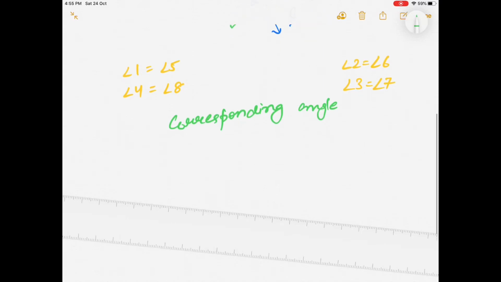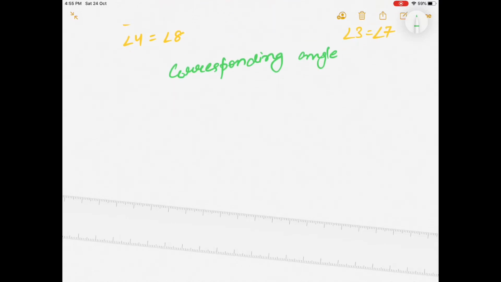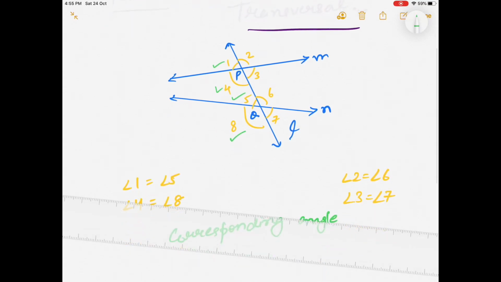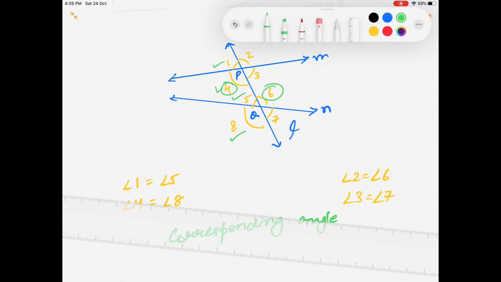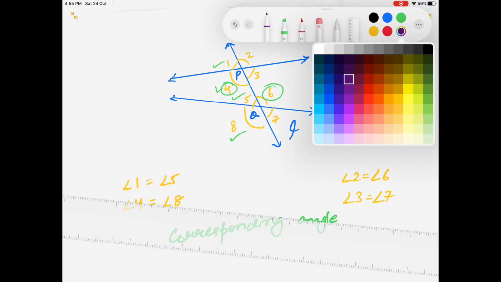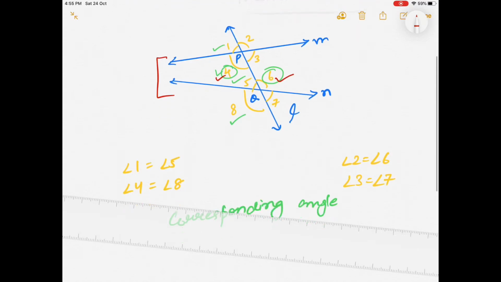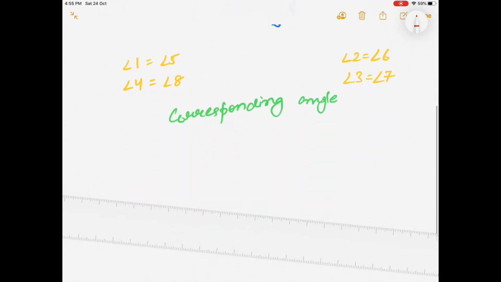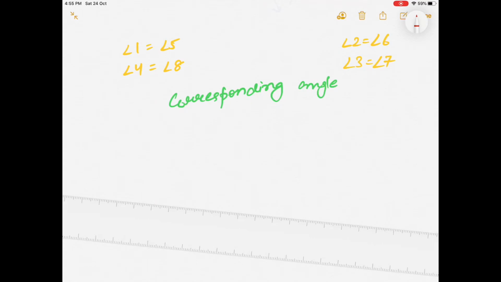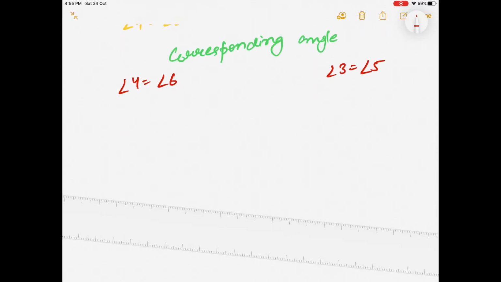Okay. Now next is alternate interior angles. What are alternate interior angles? Angle 4 is equal to angle 6, because these are interior angles. These are forming at the interior side of both of these lines M and N. Angle 4 and angle 6. So angle 4 will be equal to angle 6 and angle 3 will be equal to angle 5. These are called alternate interior angles.